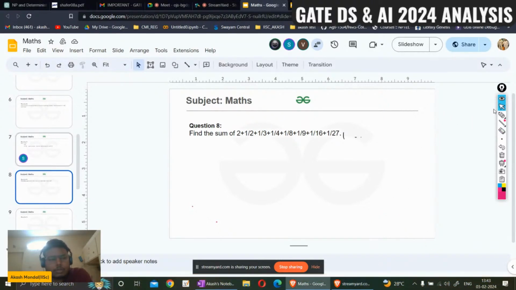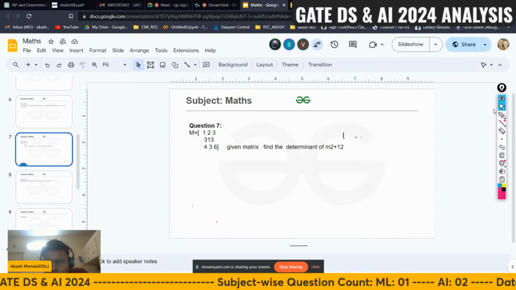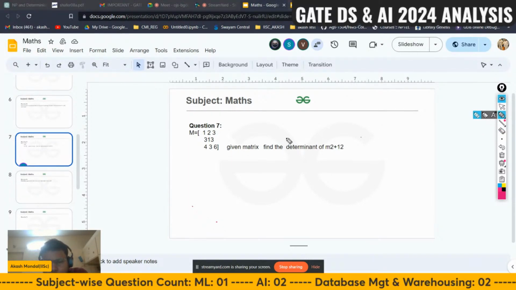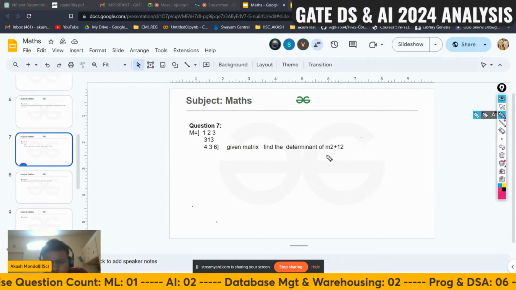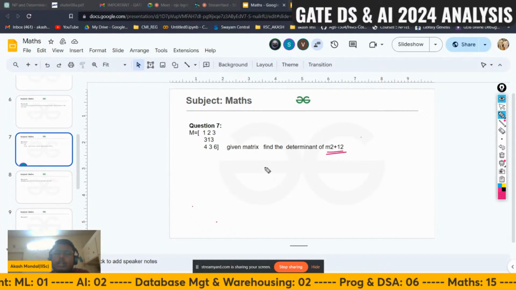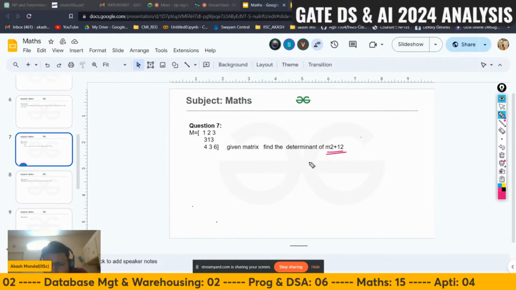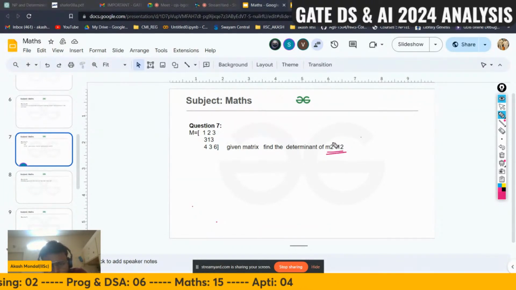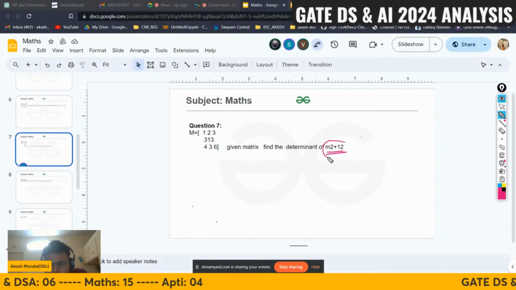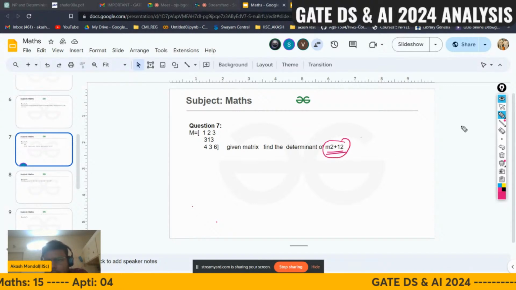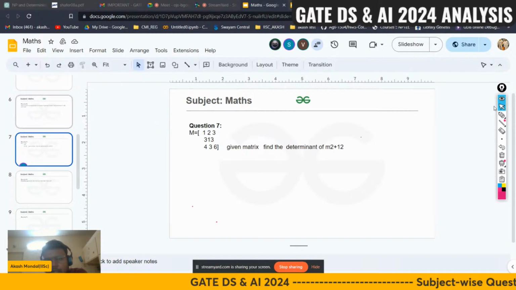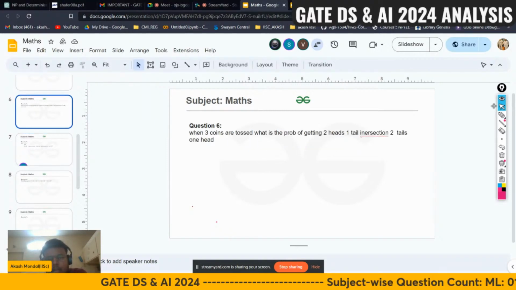Let's take the next question, which is about a matrix. Here they are asking you to compute the determinant of M square plus 12. All right, find the determinant of M square plus 12. I think this question has a problem. It should be 12I or something. So I will check and will solve.